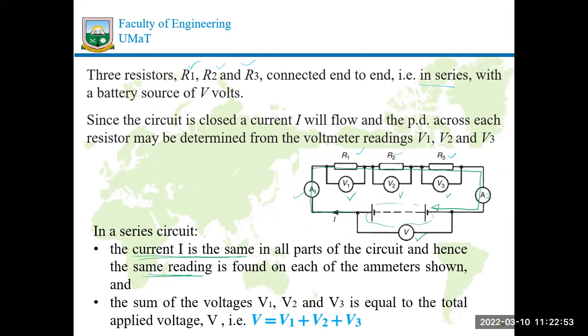Also, one of the things that becomes a fact is that if I take the voltage across the cell and say that that is V, and the individual voltages across the resistors, V1, V2, and V3, then the magnitude of V will be equal to the sum of the individual voltage drops across the resistors. Therefore, we have V equal to V1 plus V2 plus V3.